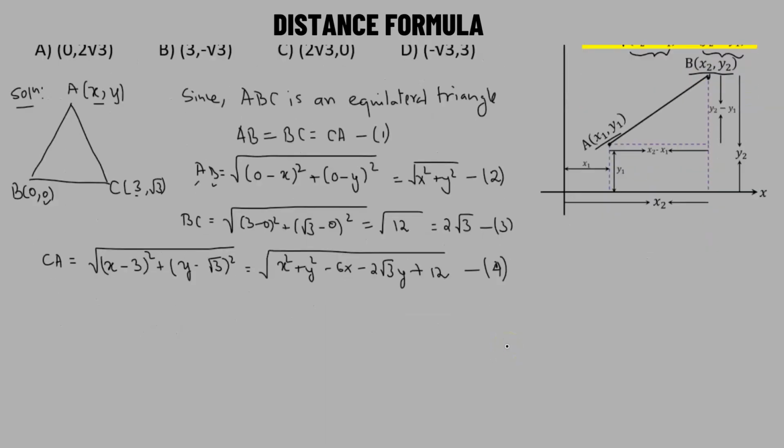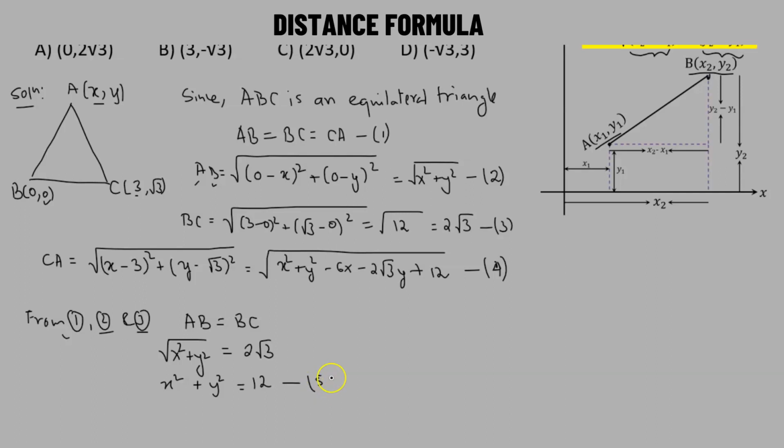Since the sides of the triangle are equal, as we've already specified in equation 1, we can combine 2 and 3, meaning we can say that AB will be equal to BC. So what's AB? That's the square root of x squared plus y squared. This is going to be equal to BC, so that's 2 times square root of 3. If we square both sides, we get the equation x squared plus y squared equals 12. So let this be equation number 5.